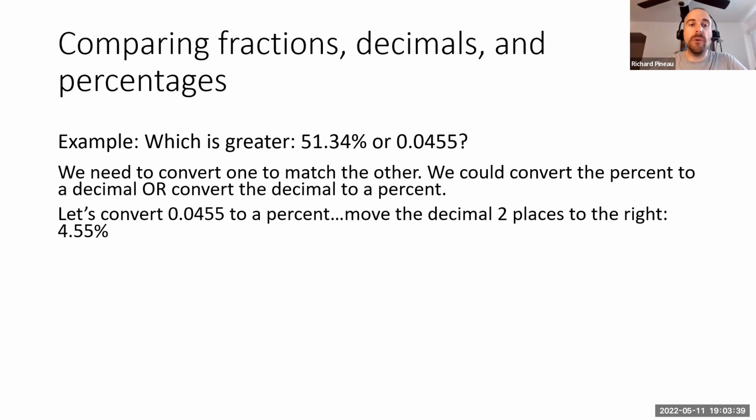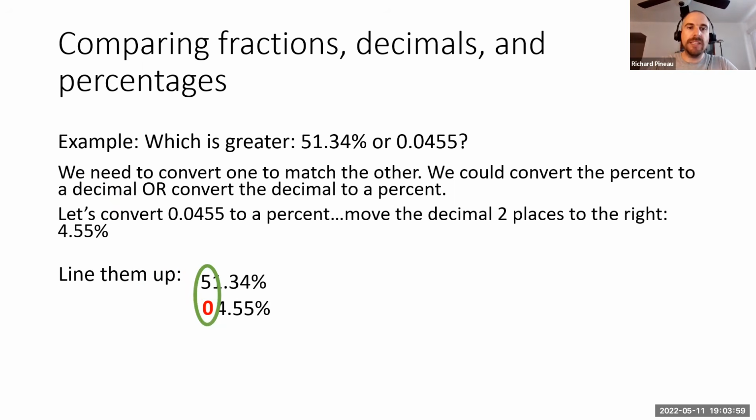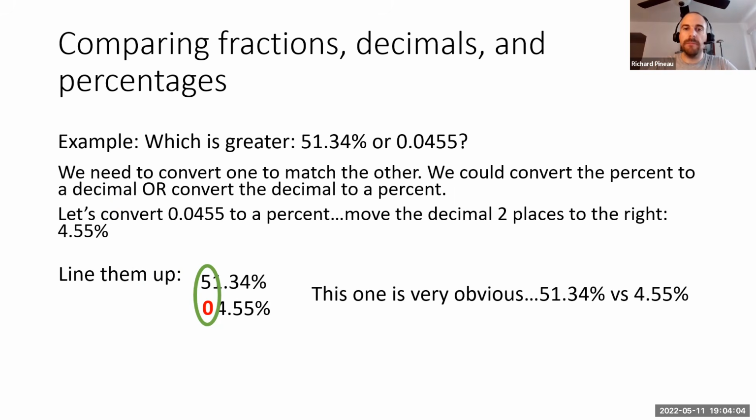I'm going to convert 0.0455 to a percent. To do that, we move the decimal 2 places to the right. I know that because I paid attention to myself a few minutes ago in this segment. So that gives us 4.55%. We line them up, and put a 0 in front to make sure the comparison's easy. Oh my goodness, 5 compared to 0. Well, this one's a bit more obvious. 51.34% versus 4.55%. Pretty clear which one is bigger.